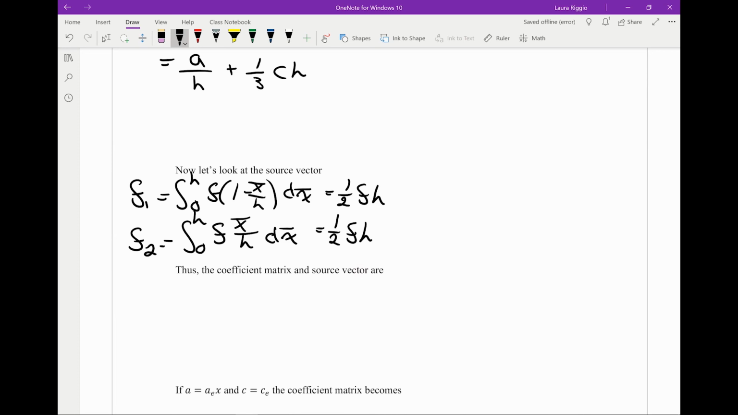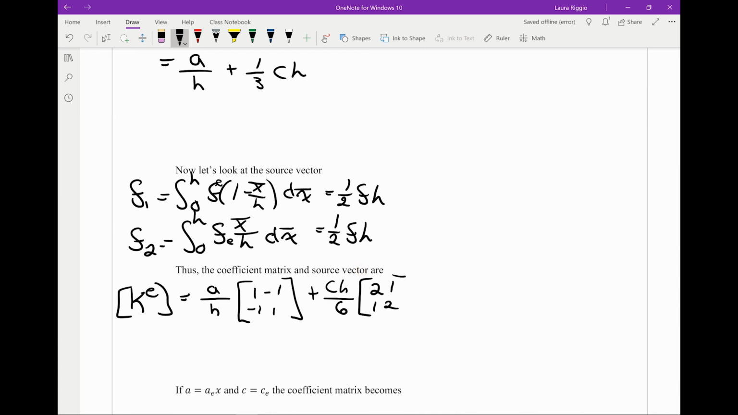If our function is not a constant, we have to evaluate this integral every single time we work on a problem. So if we combine our equations together, we get that our stiffness matrix is equal to a over h times [1, -1; -1, 1], plus ch over 6 times [2, 1; 1, 2]. So it's very similar to what we had previously for discrete systems. We didn't have a c term in those cases. And f would be equal to fh over 2 times [1, 1], again, assuming f is a constant.